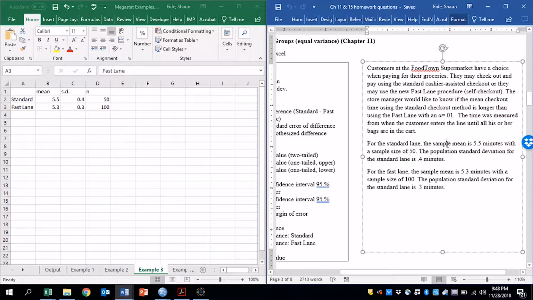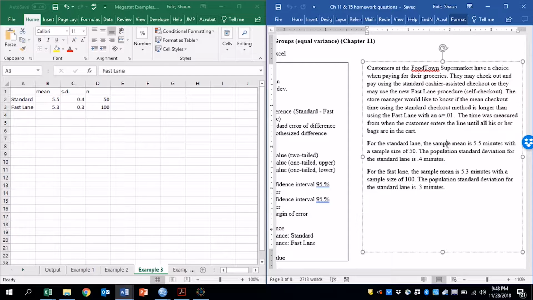Customers at Food Town Supermarket have a choice when paying for their groceries. They may check out and pay using the standard cashier-assisted checkout, or they may use the new fast lane procedures, or self-checkout if you will. The store manager would like to know if the mean checkout time using the standard checkout method is longer than using the fast lane with an alpha of 0.01.